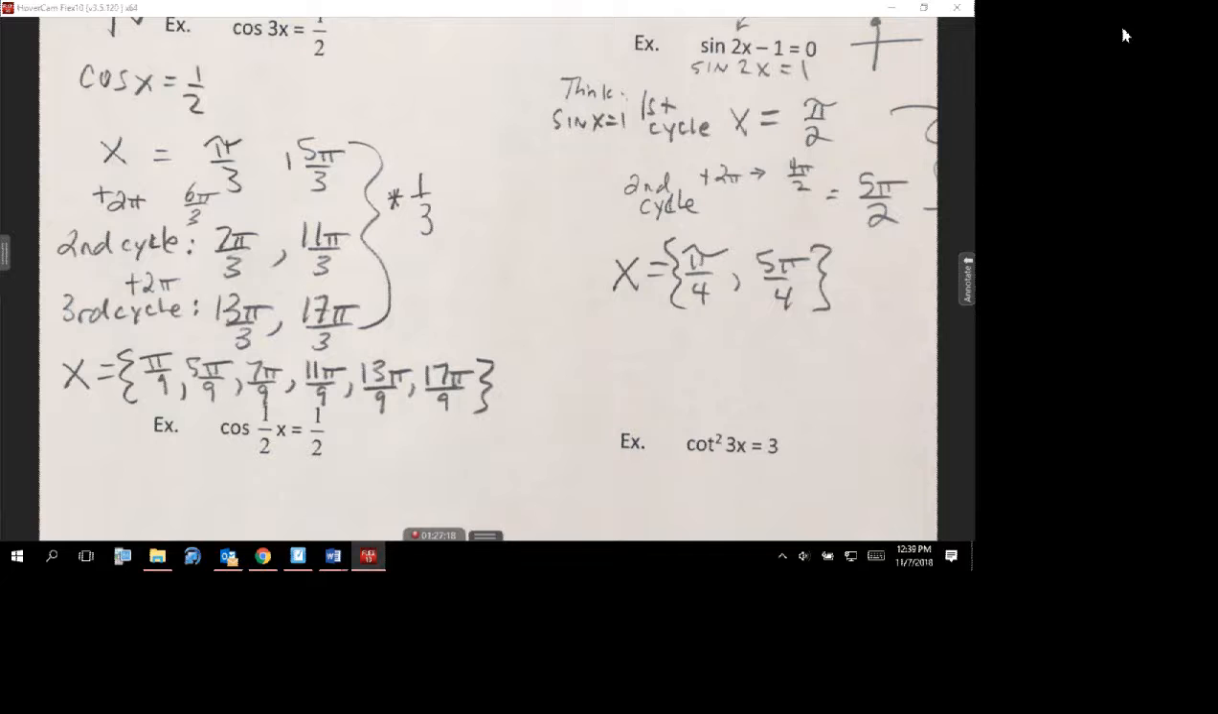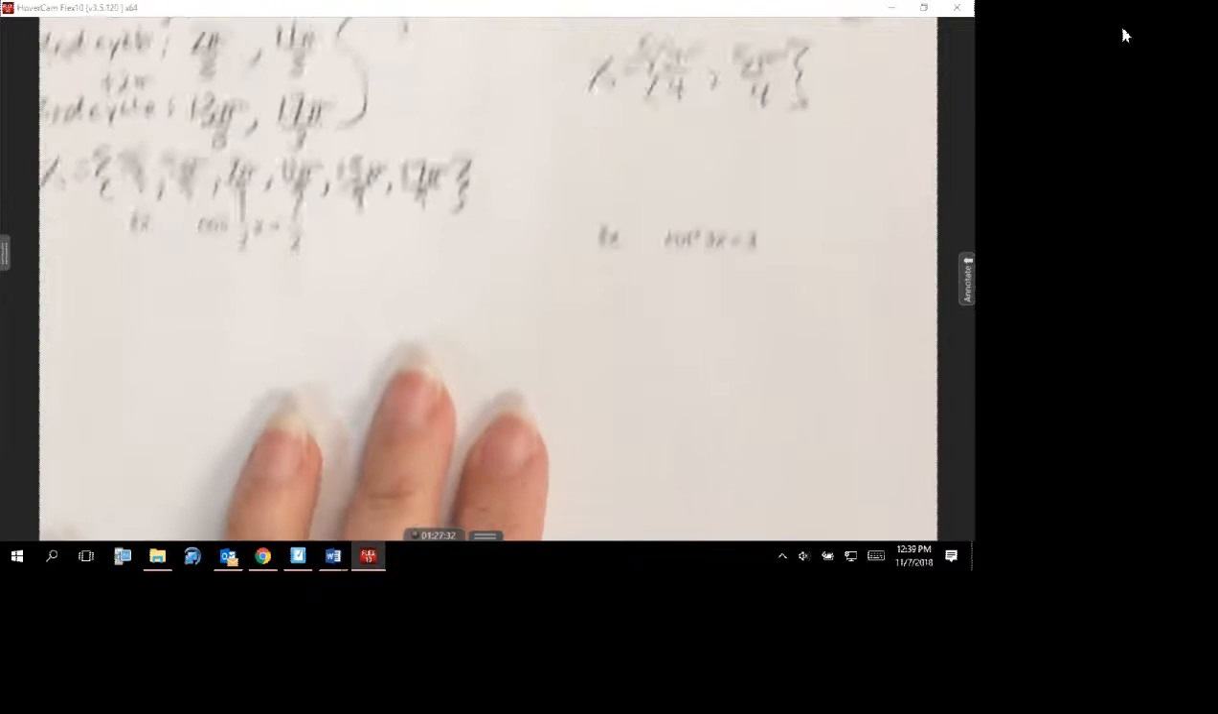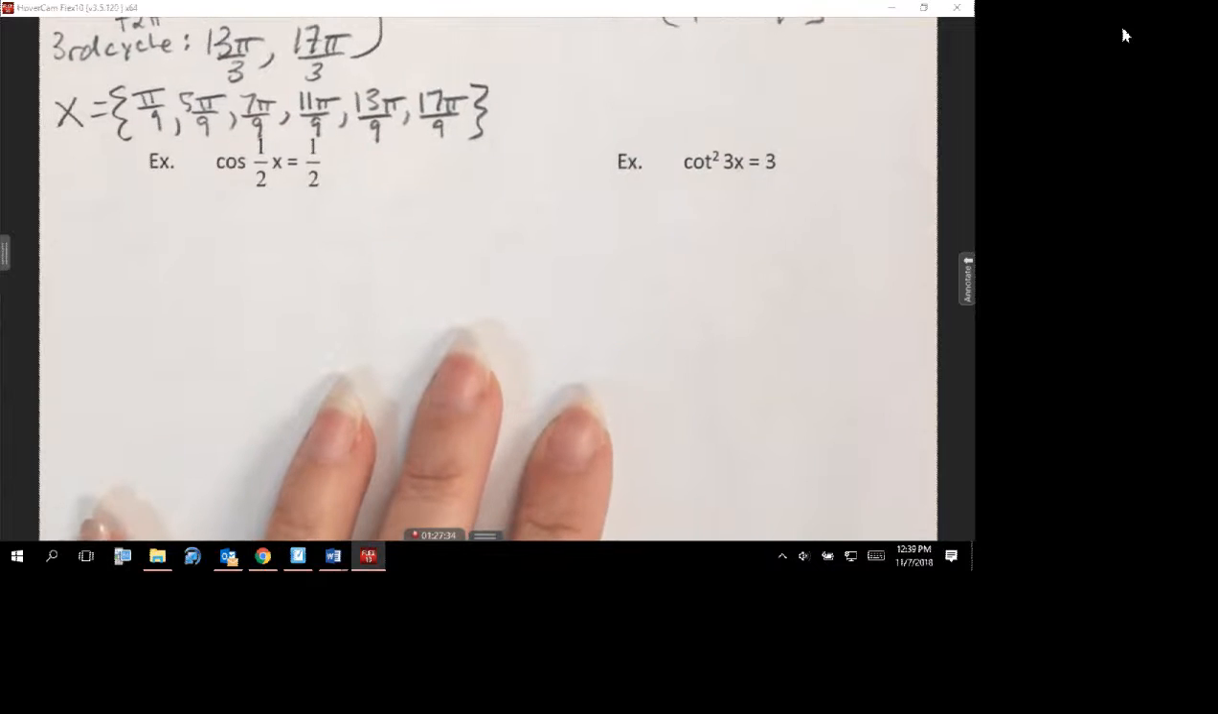Okay. And we've done horizontal shrinks before, when you graphed it and put it in your table, multiply by 1/2 or whatever. We've done them. We're just solving for x now. We're finding those angles. All right. How about the next one?